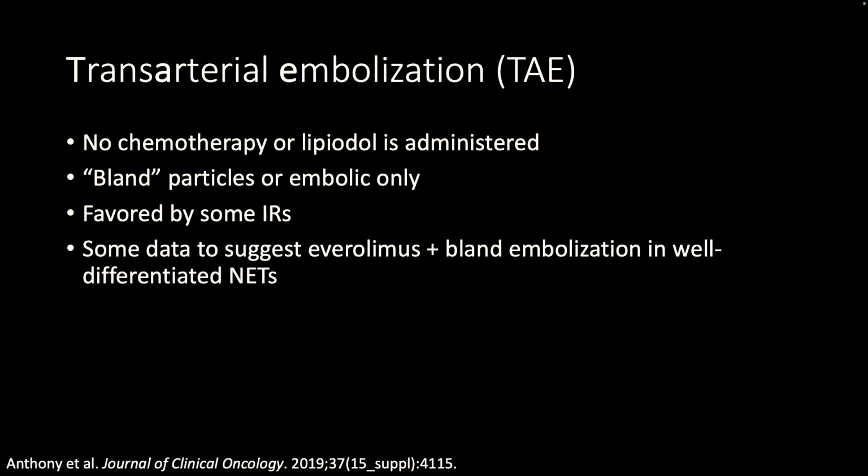So we do this for certain patients. It's favored by some interventional radiologists. There's not a ton of head-to-head data between chemoembolization and bland embolization. There's reasons to do both. There is some data to suggest that if a patient is on Afinitor, you can add bland embolization, and they do well in patients with well-differentiated neuroendocrine tumors. And so I do that. If patients are on Afinitor, I'll just use bland embolization and keep them on their Afinitor, and that does work well.